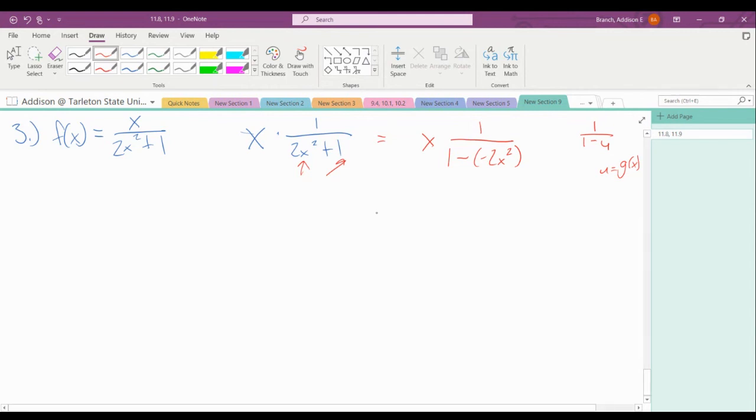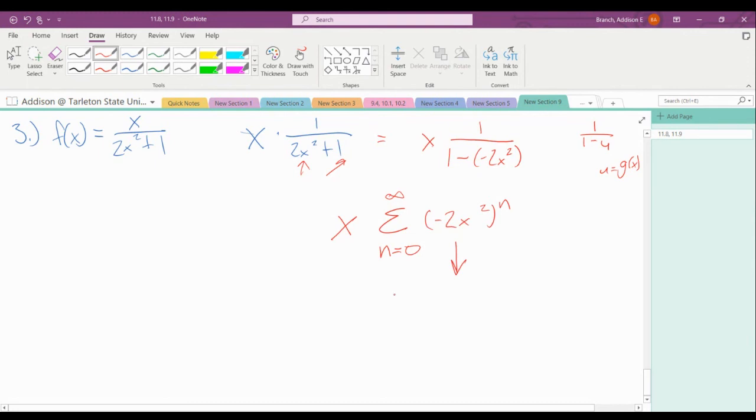All right, so now we can start plugging this into our series. So now we have x times the series of n from 0 to infinity of negative 2x squared to the n. All right, so pretty much from here, all we really have to do is a little bit of basic cleanup, just to make this a little bit easier to look at.